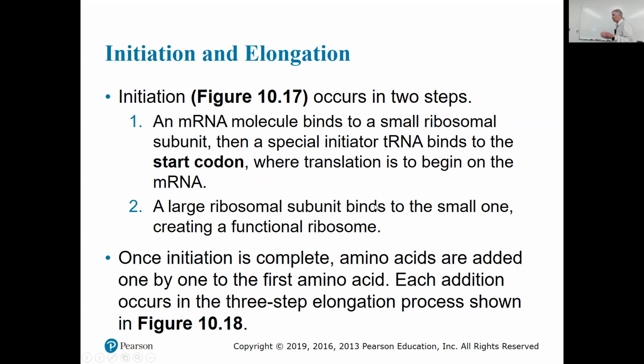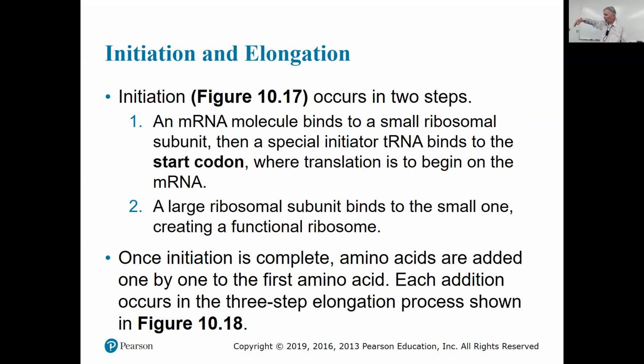So an mRNA binds to a small ribosomal subunit, then a special initiator tRNA binds to the start codon, where translation is to begin on the mRNA. Start codon AUG. So every mRNA starts with AUG, and the tRNA that binds to it is then UAC, and it carries methionine.